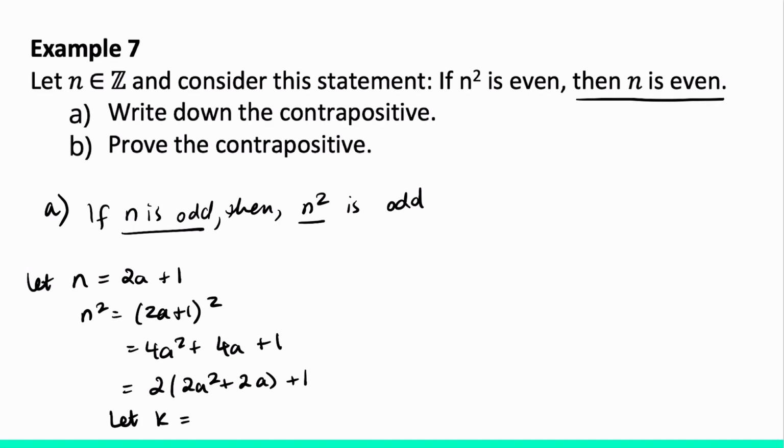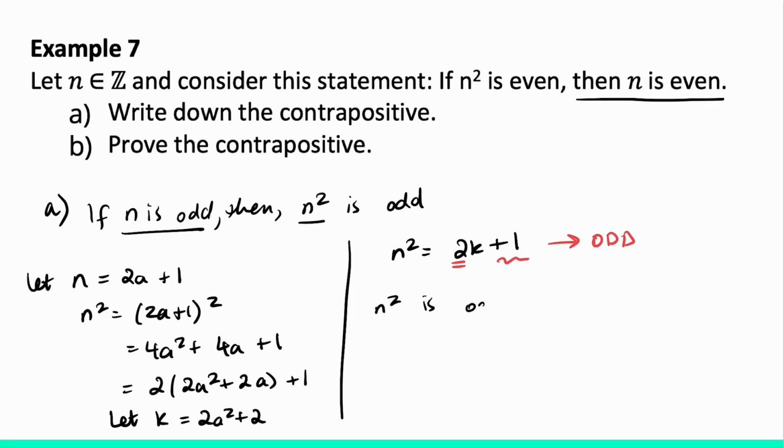So let k equal 2a squared plus 2a. So what does that give us in total? n squared is equal to 2k plus 1. So the whole point is we just want a 2 here to show that that is initially an even number, but plus 1, which makes it odd. So we've gone ahead and proved that n squared is odd. And if this statement is true, then the original statement must also be true.